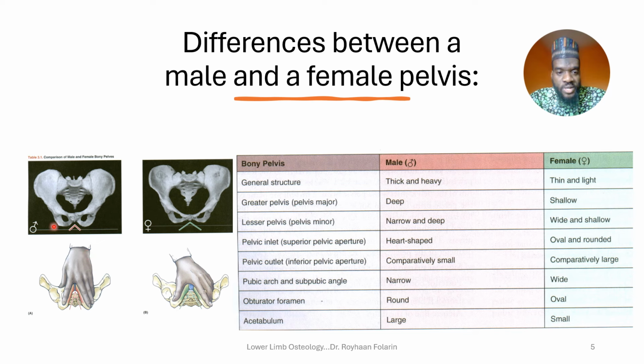The obturator foramen, which we have seen earlier, in males it's usually round, while in females, because of the generally wide disposition of the pelvis, the obturator foramen is oval in shape. It couldn't sustain the kind of roundness that you have in the males. And then the acetabulum, which we saw earlier. In males, it's usually larger, while in females, it's usually smaller. So that marks a difference between male and female pelvis.